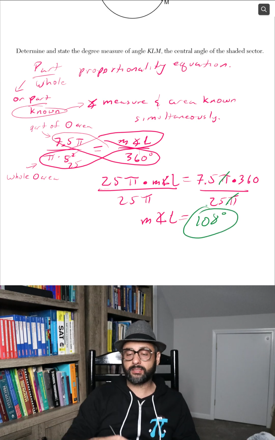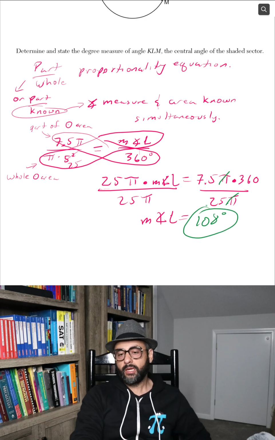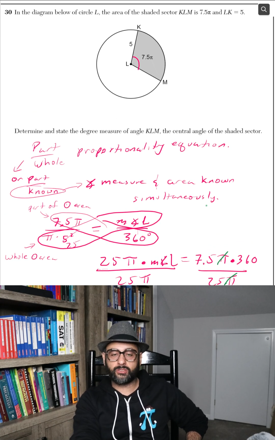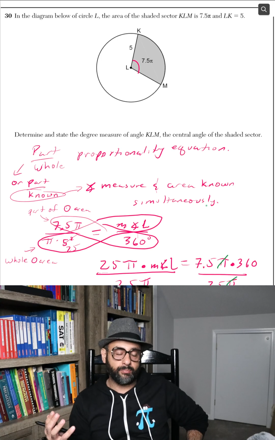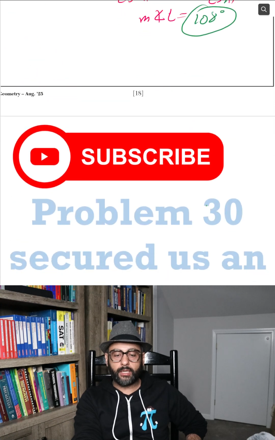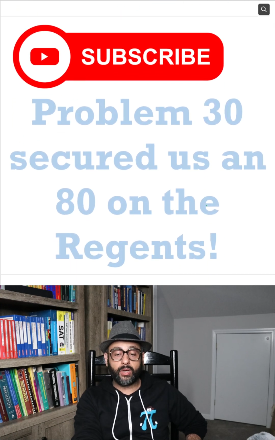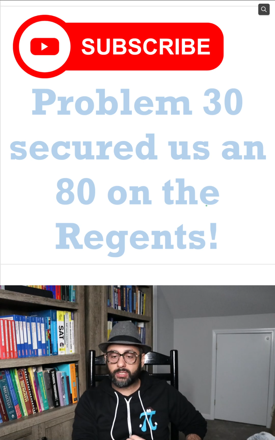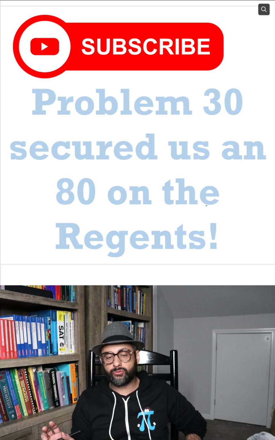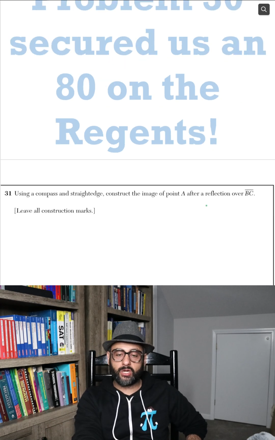And look at that. That is an angle between 90 and 120. And in fact, I said that it's between 90 and 120 if we assume that it's drawn to scale. Notice, once again, a problem that they didn't have to draw to scale, but they did. So, by the way, problem 30 did secure us an 80 on this Regents. So we officially have an 80 on this Regents. We got 5 more problems to go.